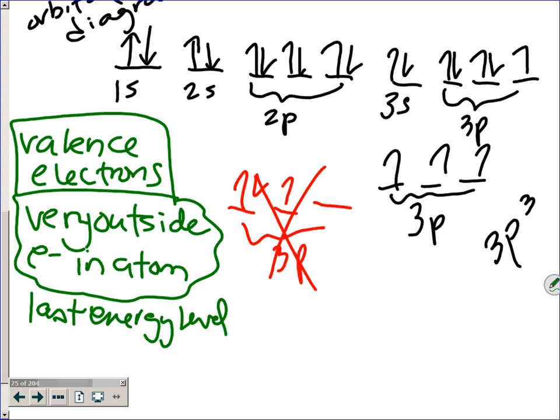So, last energy level. What's the last energy level for chlorine? Loud and proud. 3. Okay, not 3p, not 3s. Energy levels are represented by what? Just a number or a period, right? So the number 3 for this one, n equals 3, is the last energy level we see for chlorine, right? So how many electrons are in the 3rd energy level? 7. How do you know?